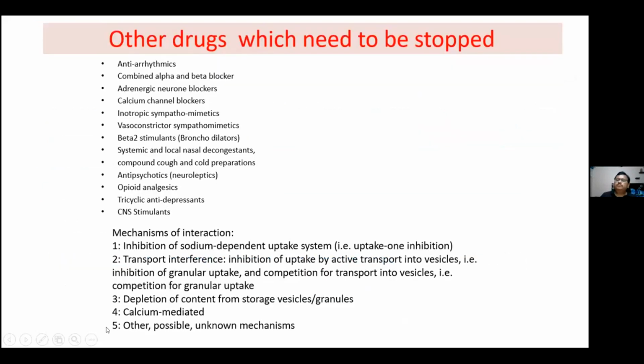Other drugs which need to be stopped are also important. There's a plethora of drugs: antiarrhythmics, alpha beta blockers, adrenergic neuron blockers, calcium channel blockers, even before imaging and therapy, both inotropic sympathomimetics, vasoconstrictor sympathomimetics, beta 2 stimulants, systemic and local decongestants, cough and cold preparations, antipsychotics, opioid analgesics, tricyclic antidepressants, and CNS stimulants. Now, most of the children are not on any of these. So fortunately, we are safe.